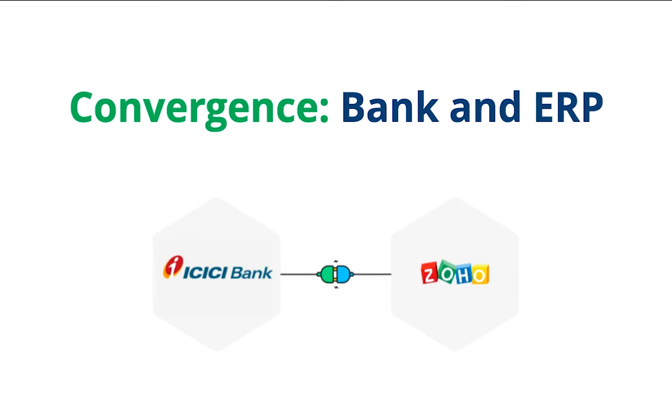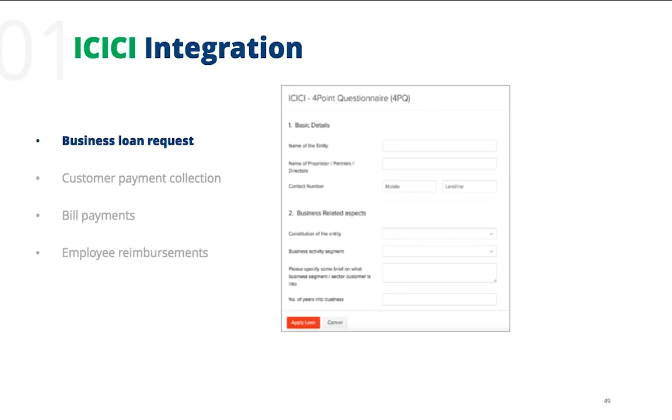So with this one-of-its-kind unique integration, what can you achieve? You can directly raise a working capital loan using Zoho Books. You can collect payments from customers using our Easy Pay integration. Next, you can pay suppliers directly. And lastly, you can also reimburse your employees. So we'll cover it one by one, starting with the business loan request.